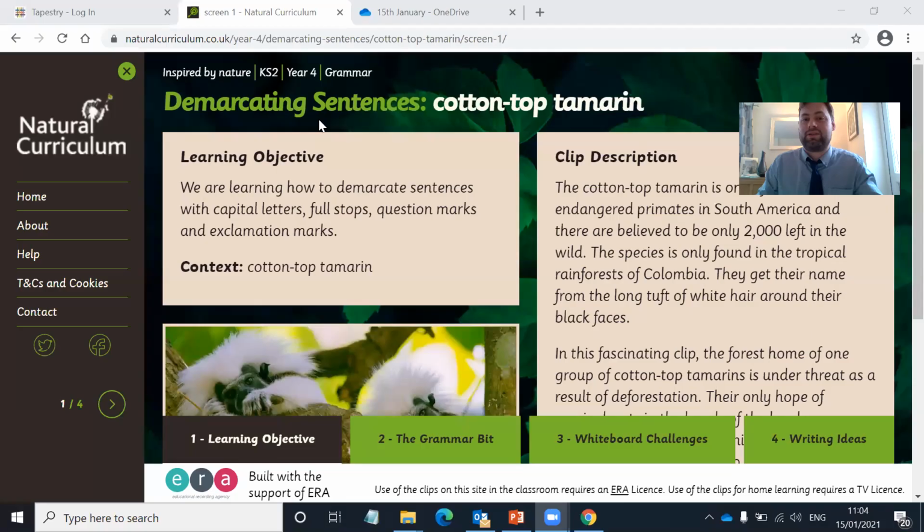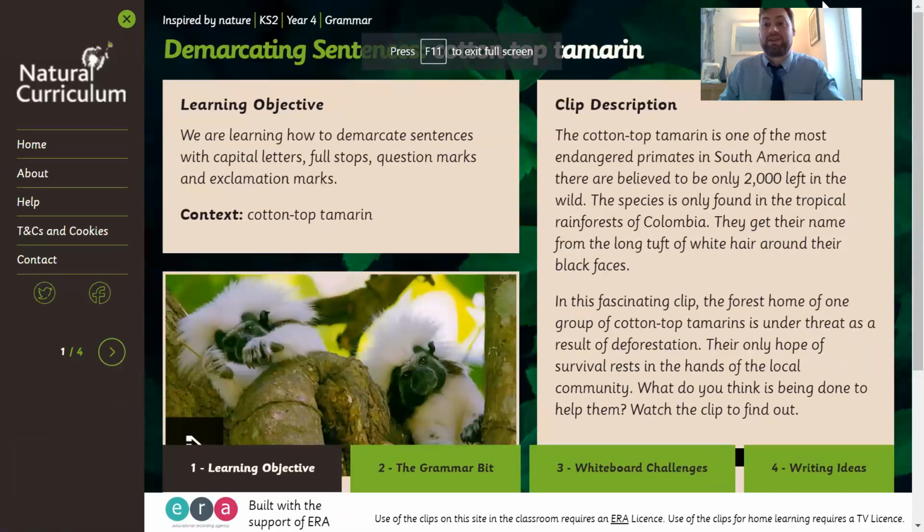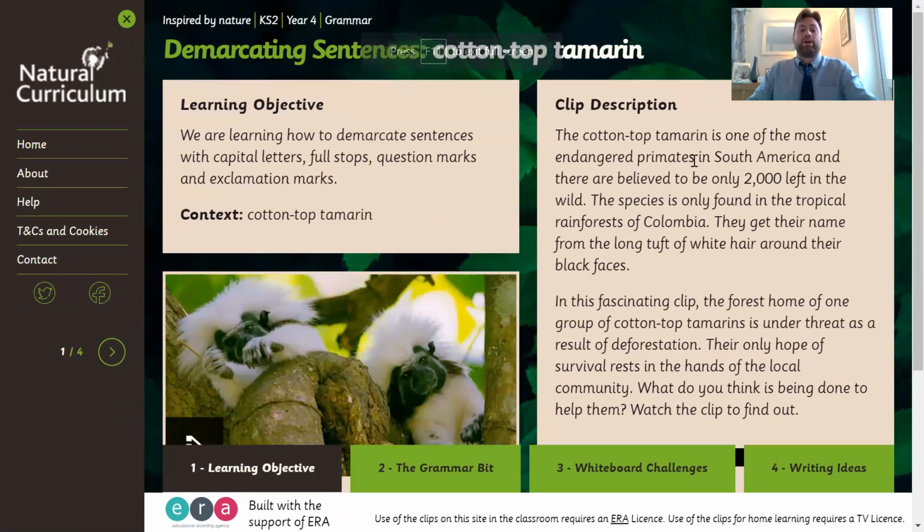And your SPaG lesson is all about making sure your sentences are punctuated correctly. And I'm going to share my screen with you so you can see the work we're doing today. You may recognize this because I think we may have looked at this before. However, it's good to go over it again, especially when you're editing your work and things like that.